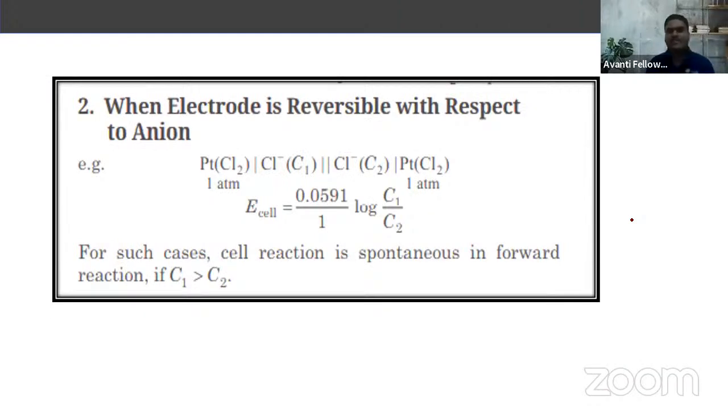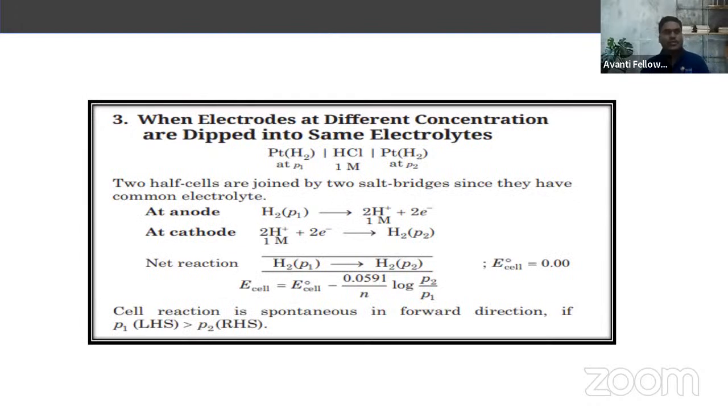Now, here the electrode was reversible with respect to the cation. Now here the electrode is reversible with respect to the anion. So here we have chlorine and chlorine negative ion, and chlorine 2, right? In this case also we have E cell equal to 0.0591 upon 1, log C1 upon C2. So for such a case, the cell reaction is spontaneous in the forward direction only if C1 is greater than C2. Clear? Chalo.